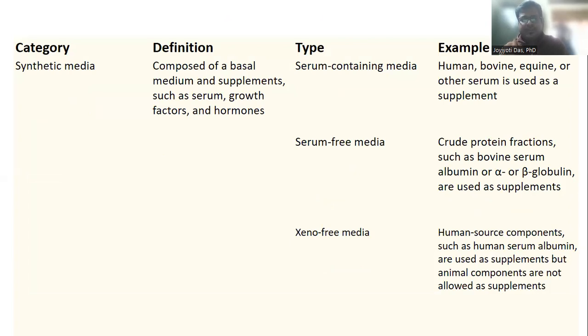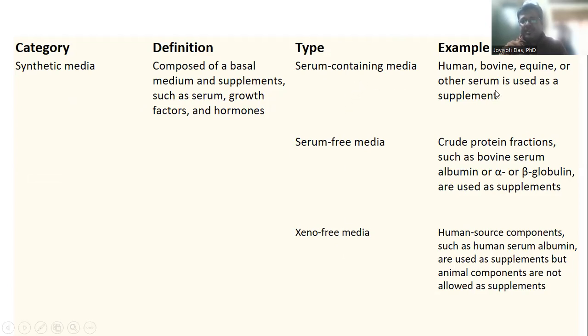So next we come to the other category, which is the synthetic media. So media that is not occurring naturally, instead being synthesized. That is, of course, what we refer to as synthetic media. And it is composed of a basal medium. And along with that, there will be supplements such as serum, growth factors, and hormones to support the growth of cells. So under synthetic media, media can further be categorized into serum-containing media, serum-free media, and xeno-free media.